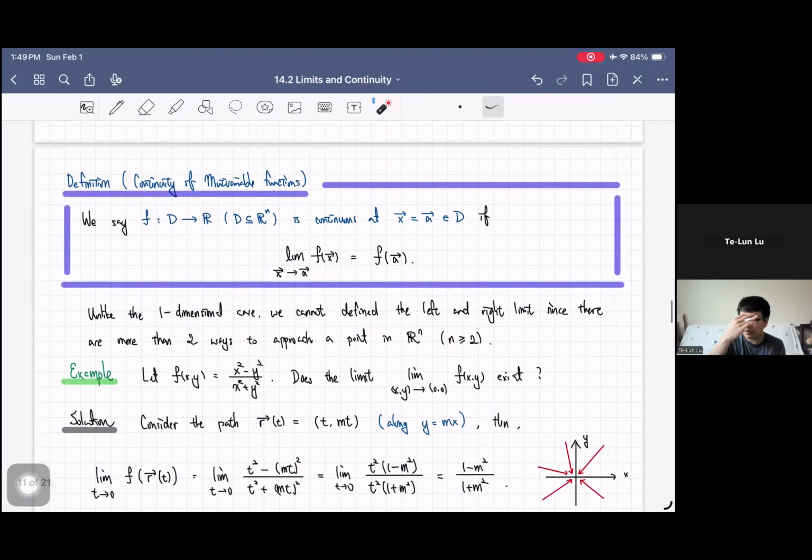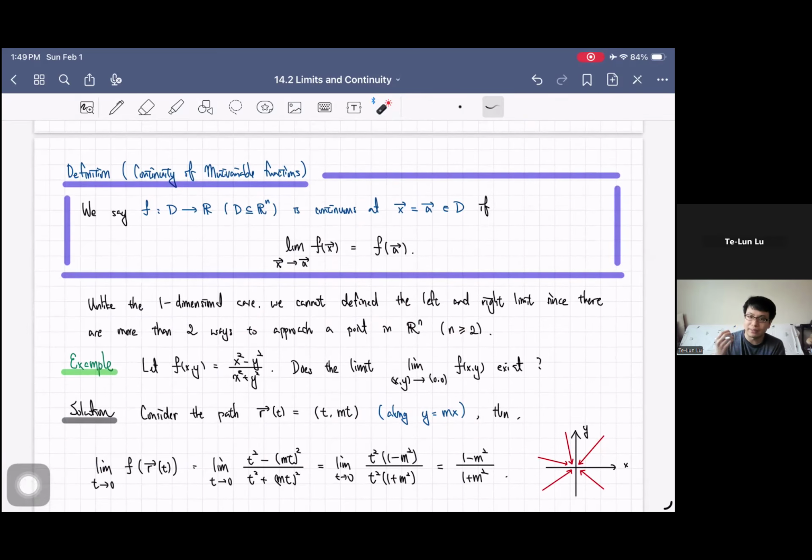We can similarly define the continuity of a multivariate function. Basically, the limit coincides with the function value. If this function is defined at the point A, and the limit of f of x is f of a, then we say that f is continuous at the point A.